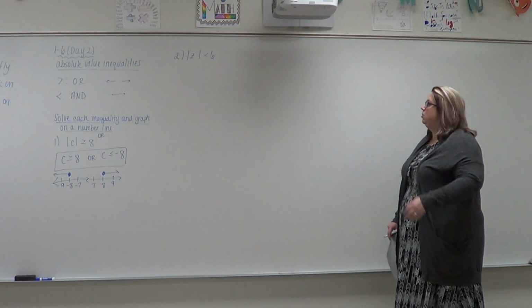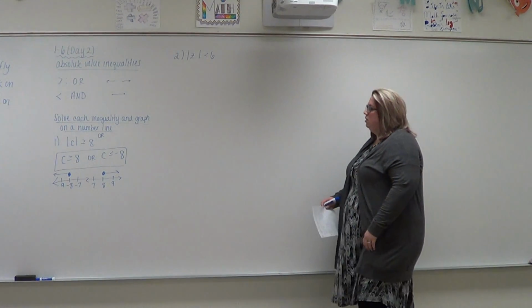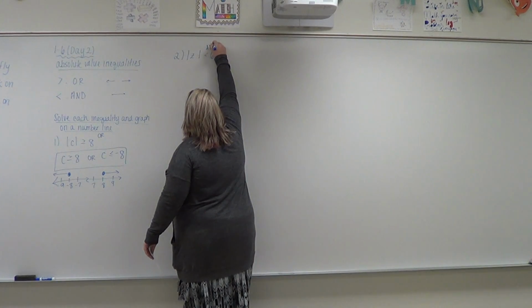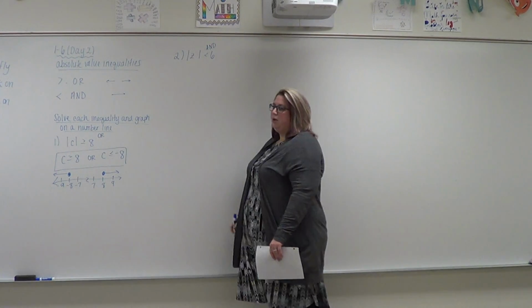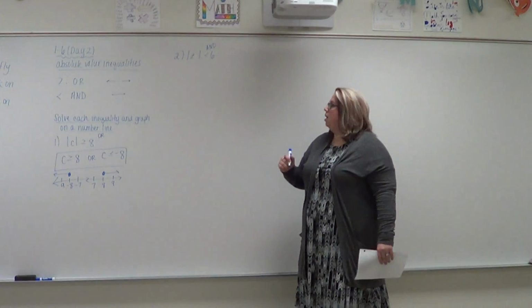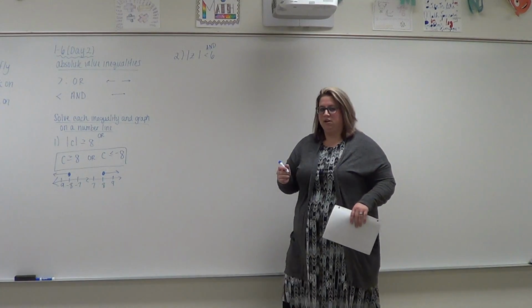We'll do another basic one. So absolute value is already by itself. This is a less than, which means this is going to be an and problem. Okay, now we can write this as one inequality altogether like you saw yesterday for ands, but I think it's easier if you just do it separately, but remember that they're going to connect together.